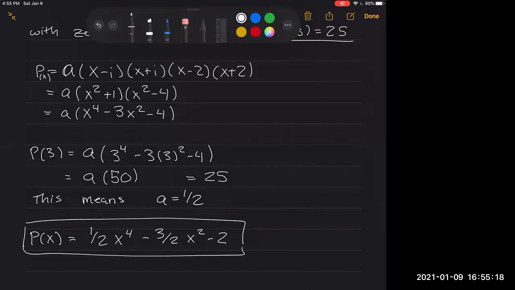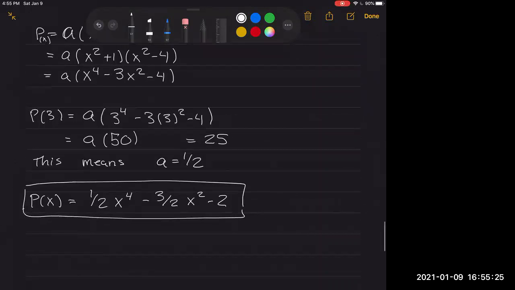Also, a note on homework, if y'all could box your answers, that would be really helpful for me when grading. Just like this. All right.